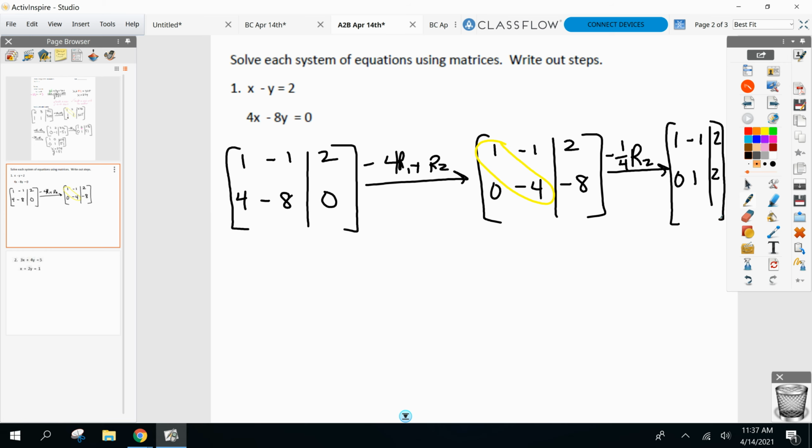Last thing I need, make that -1 into a 0. That's it. You get a 1 in the top left, a 0 below. Get your positive 1 next to it, then get a 0 above.